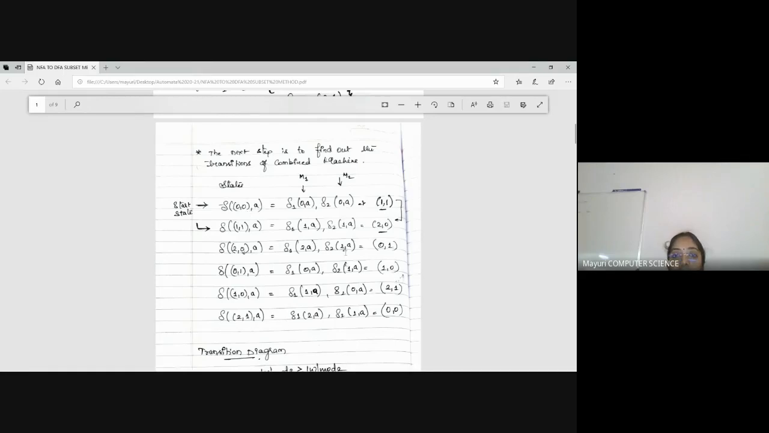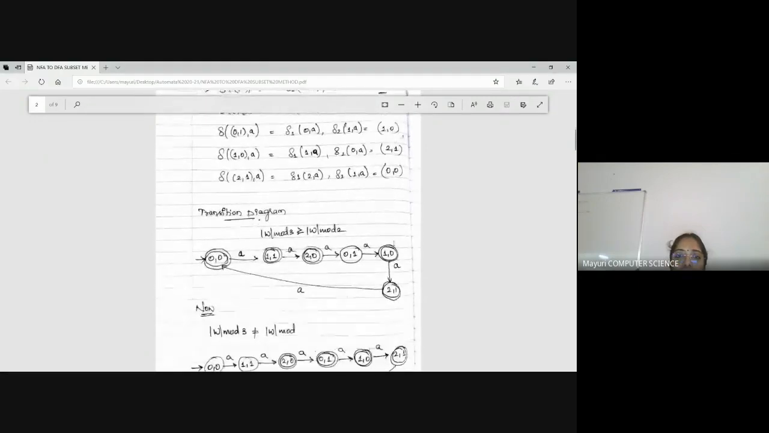Now it is easy for me to write the transition diagram, because this is a transition function. See, 0,0 is one of the states. When I give input A, it goes to 1,1. For 1,1, if I give A, it goes to 2,0. For 2,0, if I give A, it goes to 0,1. I have considered these as my states: 0,0, then 1,1, then 2,0, then 0,1, 1,0. Finally, for 2,1, the last transition, if I give A, it goes to 0,0, which means it has gone to the start state.